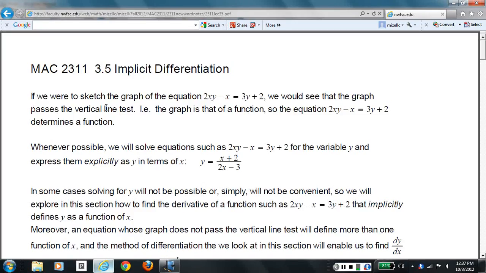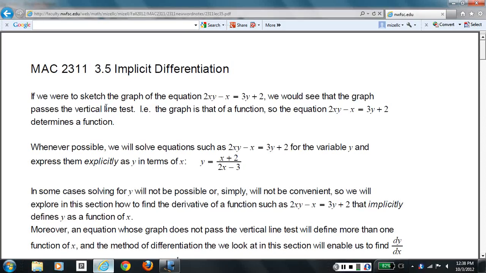Given an equation with x's and y's in it, then we just write it down. Left-hand side, 2xy minus x. Right-hand side, 3y plus 2. Put an equal sign in between them. There's a graph associated with that. It's the set of all ordered pairs in the plane that make that equation a true statement, the graph.